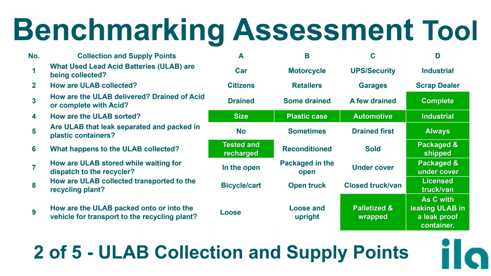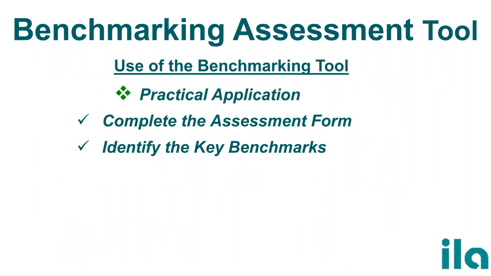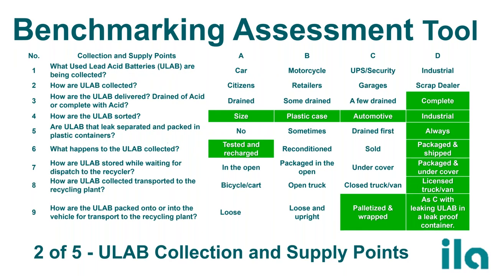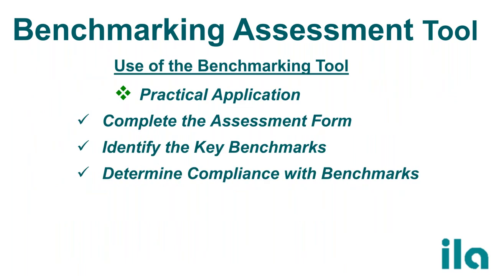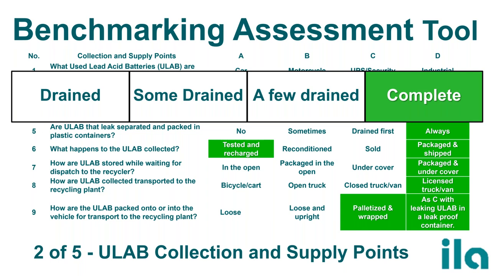And we've got questions, as I said, on the left and answers on the right. So let's just take an example. Let's try and identify some key benchmarks. And we'll just choose one at random. Number three, how are the used acid batteries delivered? Drained of acid, which is unacceptable, or complete with acid? And let's look at the options that we've got. And then we can determine compliance with the benchmarks. So we've got drained, which is the worst case, some drained, a few drained, or if it's ideal and environmentally sound, the batteries would arrive on site complete with acid.